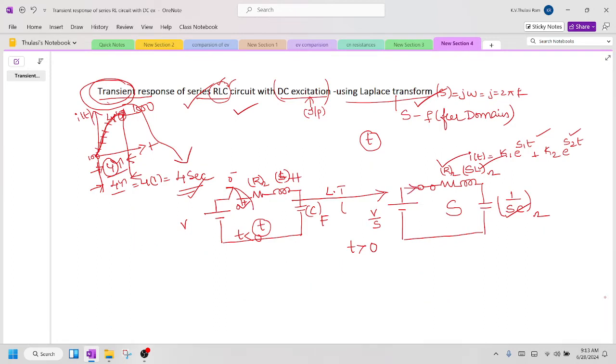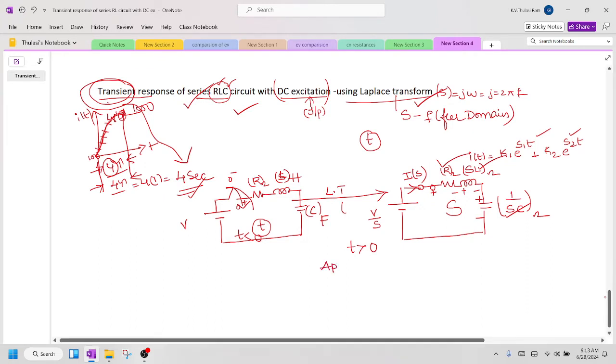Here you are going to get the current, which is nothing but I of S. Whenever the current is entering, it is positive, and current leaving is negative. So let's try to apply Kirchhoff's voltage law inside the loop.